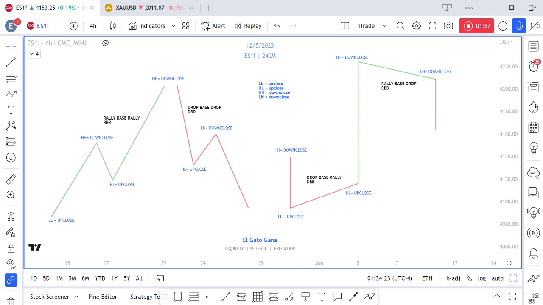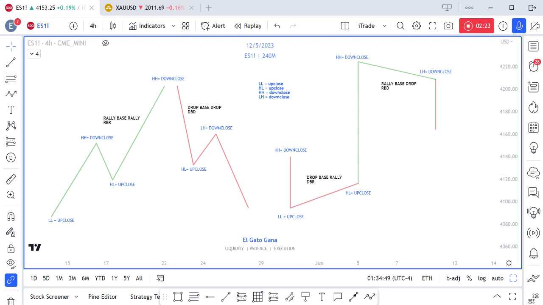So now moving over to the drop base rally and rally base drop pattern. So starting with the drop base rally, we have the higher high that leads to a down close, and then it goes to a lower low, which leads to an up close, which goes to a higher low, which leads to an up close, which rallies all the way, right? And then that leads us to our higher high.